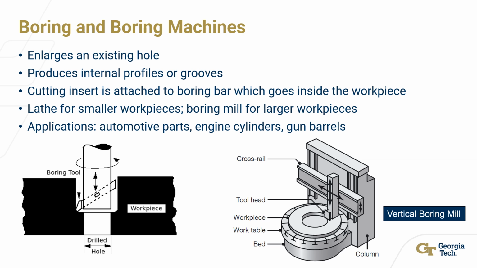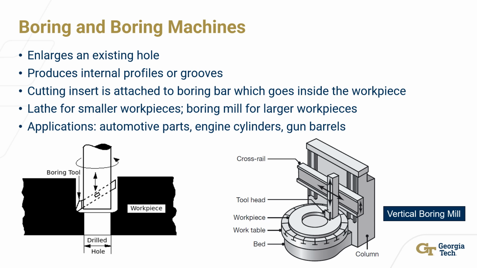A lathe is used to rotate a smaller workpiece as the boring bar is inserted into the hole, while a boring mill holds a larger workpiece stationary and the boring bar rotates. A cutting insert, which is attached to the boring bar, cuts into the workpiece to enlarge the existing hole. Boring can be thought of as the internal diameter counterpart to turning, which cuts external diameters.